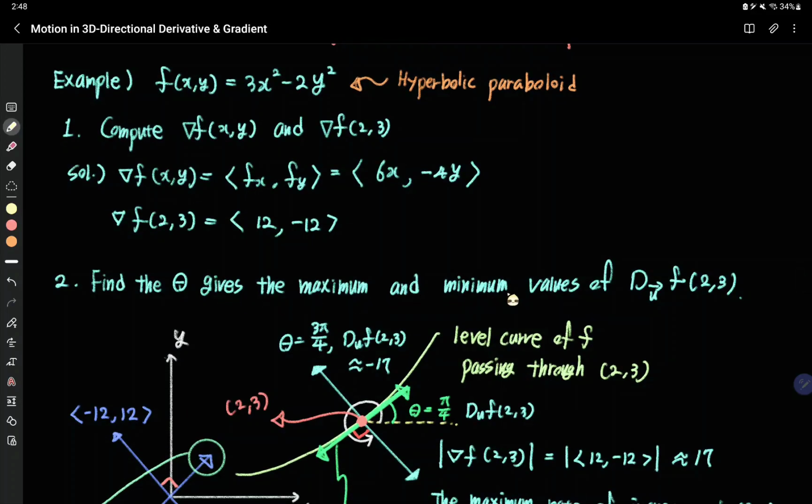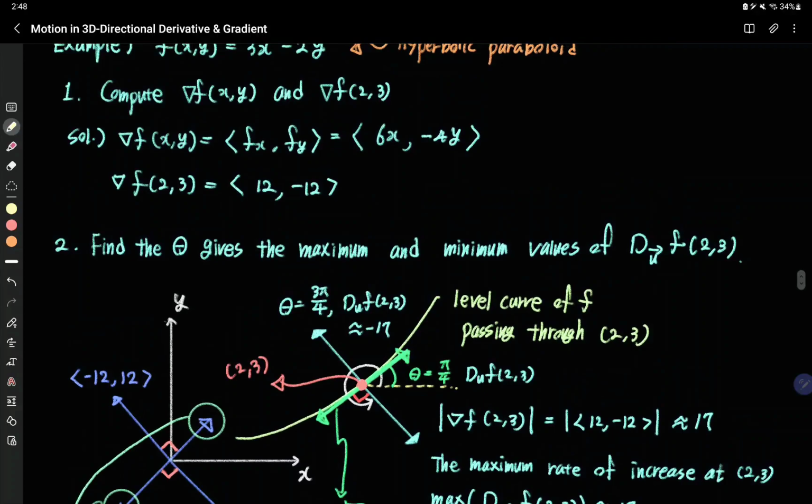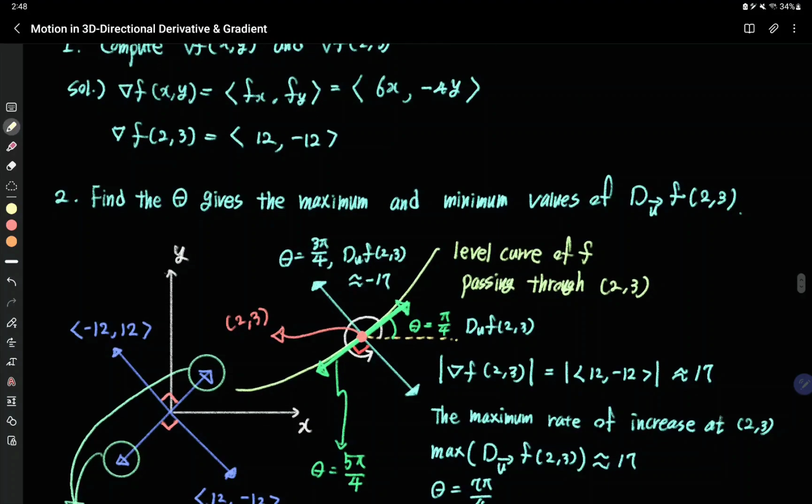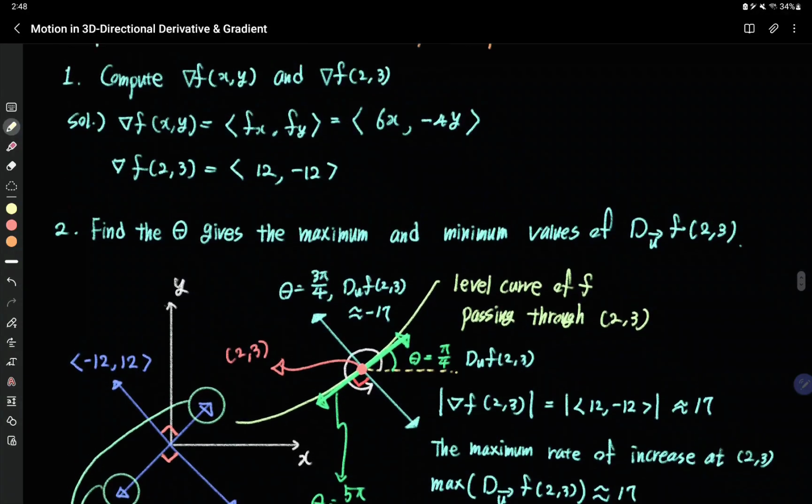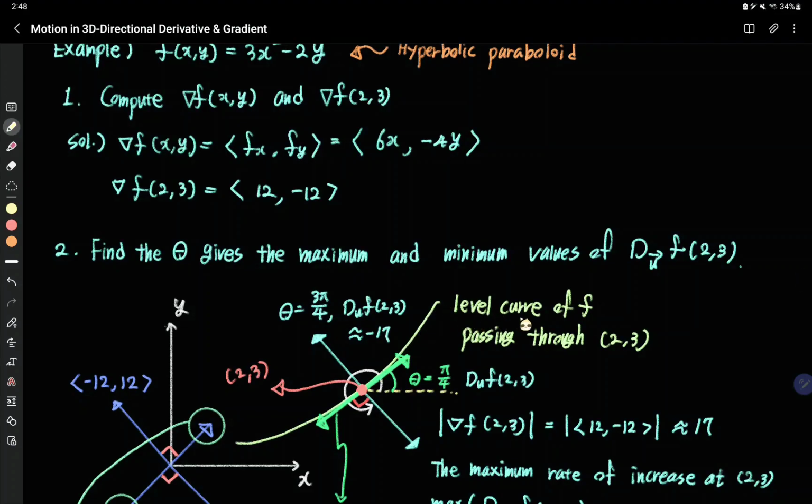Now the second question: find the theta that gives the maximum and minimum value of the directional derivative at (2, 3). What angle theta gives us the maximum and minimum value of the directional derivative at (2, 3)? That's the question. So what are you going to do? We're just going to draw the level curve. What's a level curve? A level curve of a multivariable function is the set of all points (x, y) whose z coordinate is fixed as a constant. Every single point on the level curve has the same corresponding z coordinate.